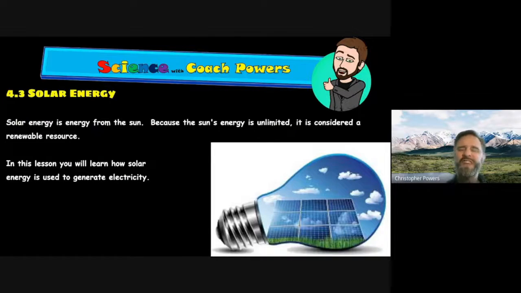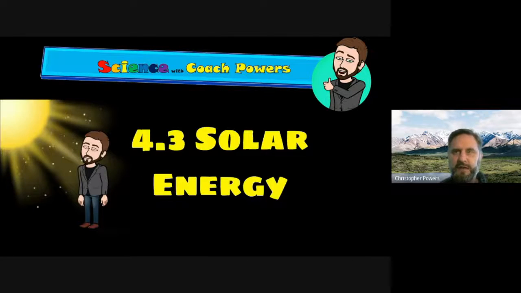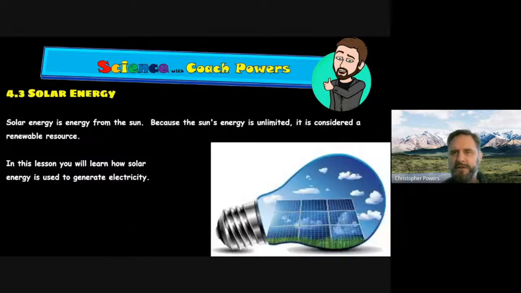So solar energy is the energy from the sun, because the sun's energy is unlimited and is considered to be a renewable resource. So someday that won't be there, but it is well past what our lifespans will ever be, because the sun technically will become some type of other star. In this lesson, you'll learn how solar energy is used to generate electricity. So again, this is 4.3, solar energy.